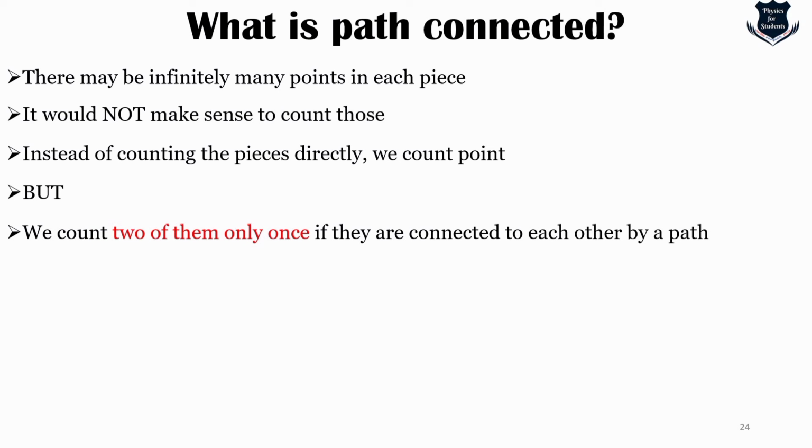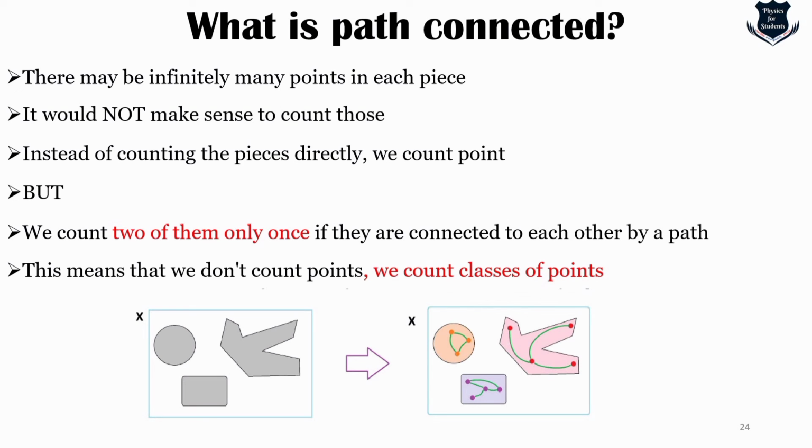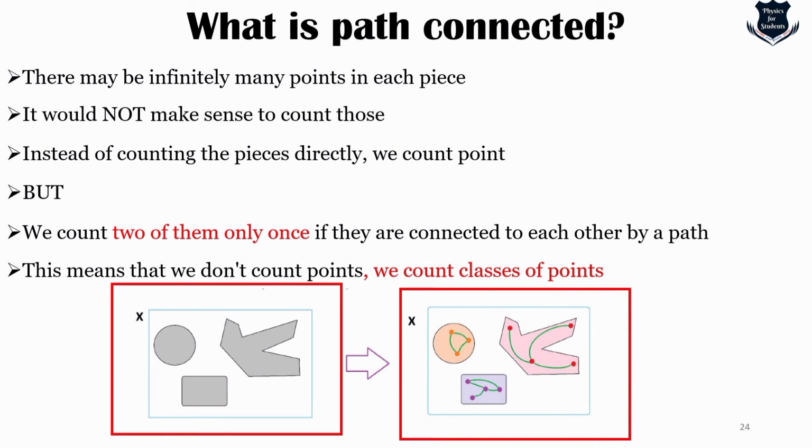But when we are counting the points, we count 2 of them only once, right? 1 and 2, 2 points A and B, we count them only once if they are connected to each other by a path. So this means that we do not count points, but we count classes of points. Here you can see we are counting this one and we are counting this one. So when it is connected with 2 points, we only count once, right? When it is connected with 3, 1 to 3.